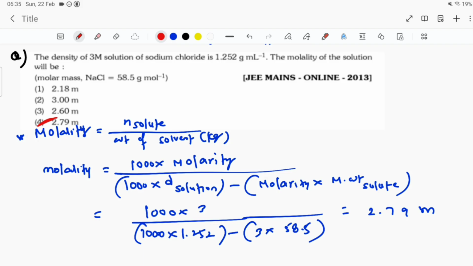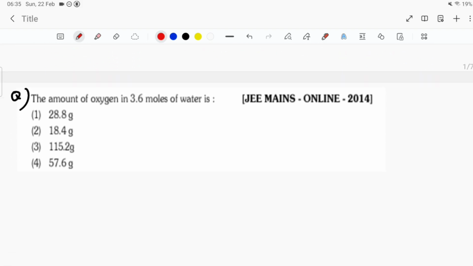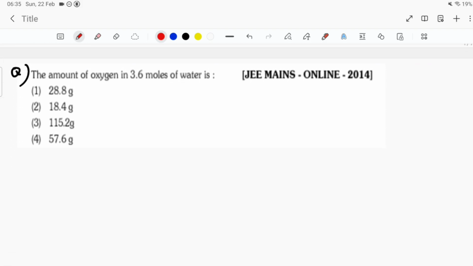Observe this once overall here, the interconversion formula. Next, moving further: amount of oxygen in 3.6 moles of O2. Amount of oxygen in 3.6 moles of O2. See now.